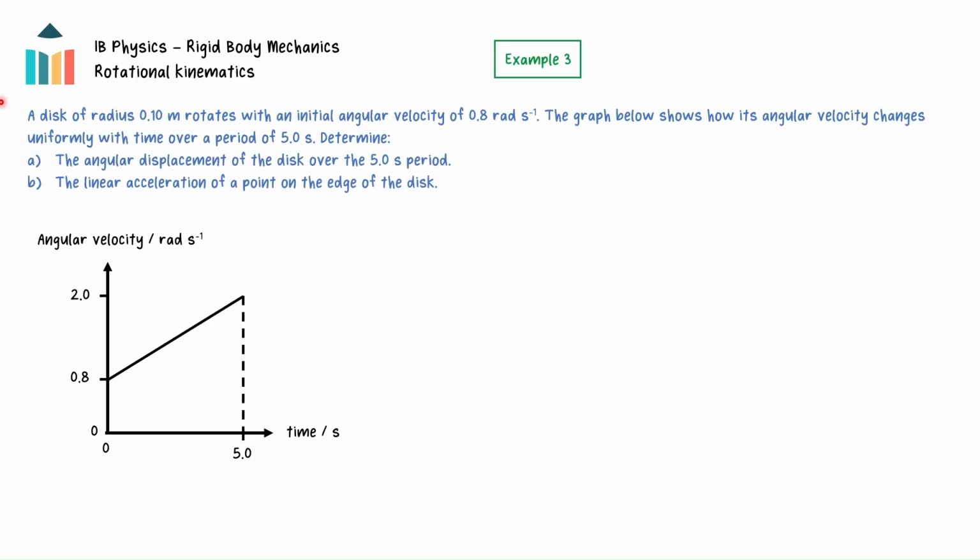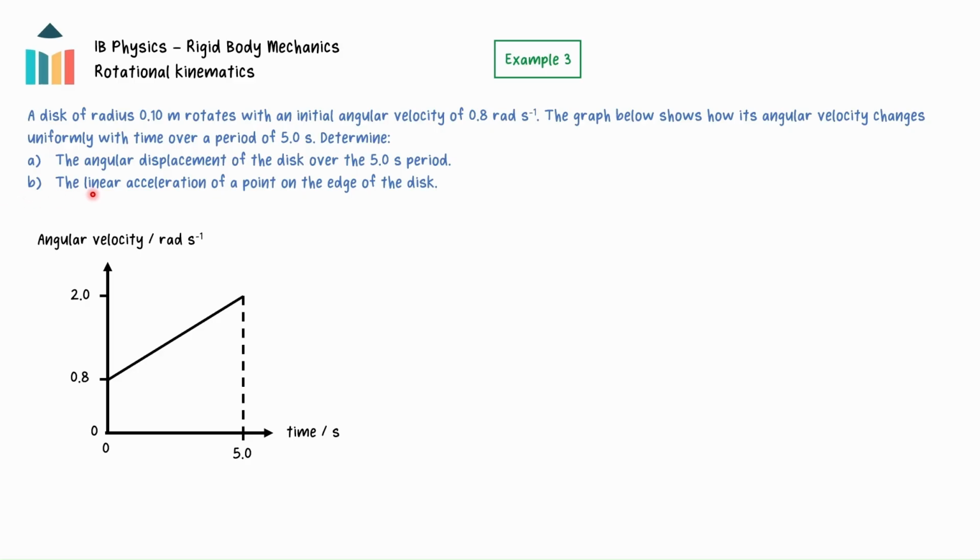Now let's look at a final example involving a graph. Here we have a disk rotating with an initial angular velocity of 0.80 radians per second. The disk rotates for 5 seconds and we're asked to use the graph to find two things: the angular displacement of the disk and the linear acceleration of a point on the edge.